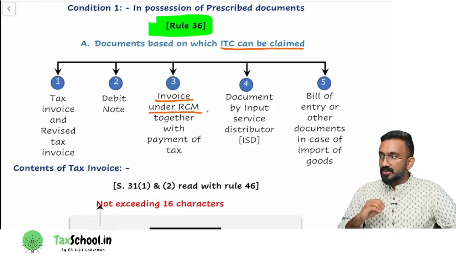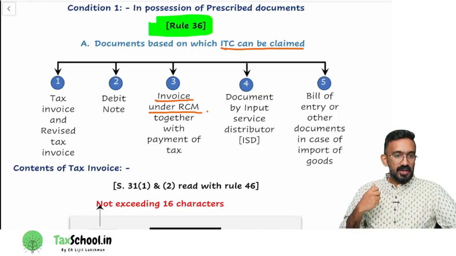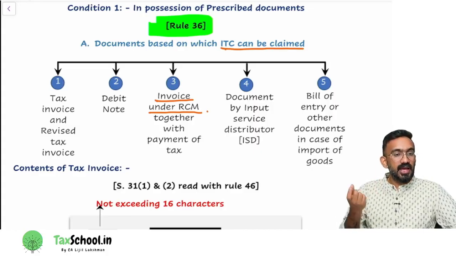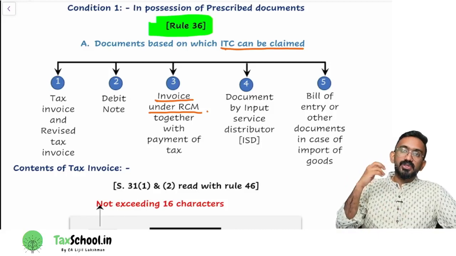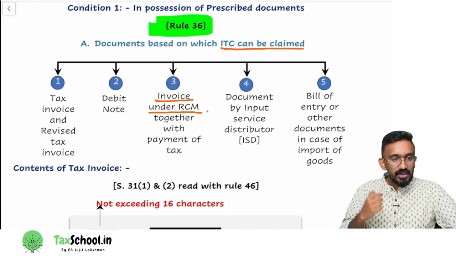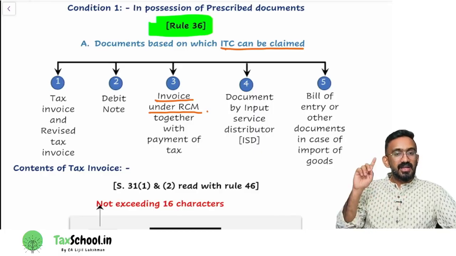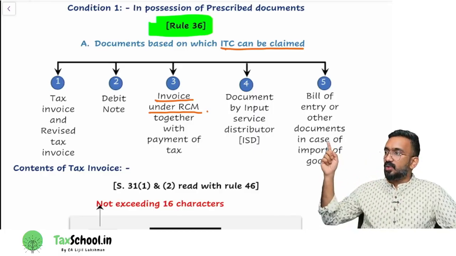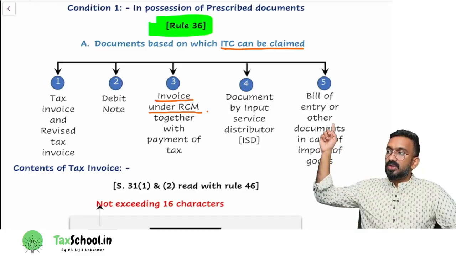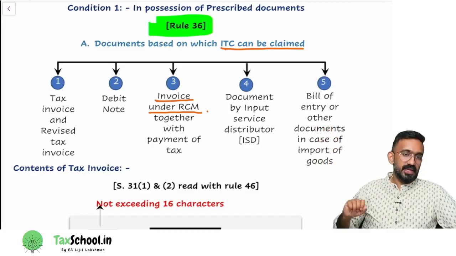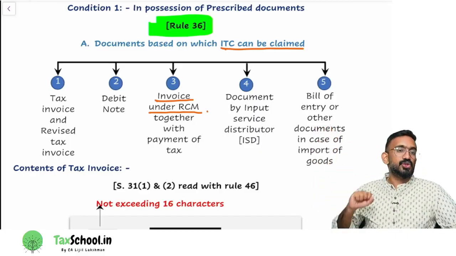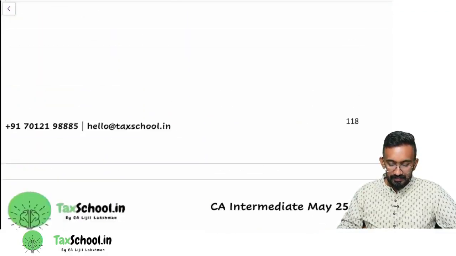input service distributor. If you have imported goods, while you import goods, you will pay 2 taxes. One is customs duty and IGST. If I purchase goods from America and then import it into India, I would pay customs duty and IGST on top of it. That IGST also I can take ITC, and the document that I require is something called as bill of entry, which is a customs document. These are the 5 documents upon which you can take the input tax credit.